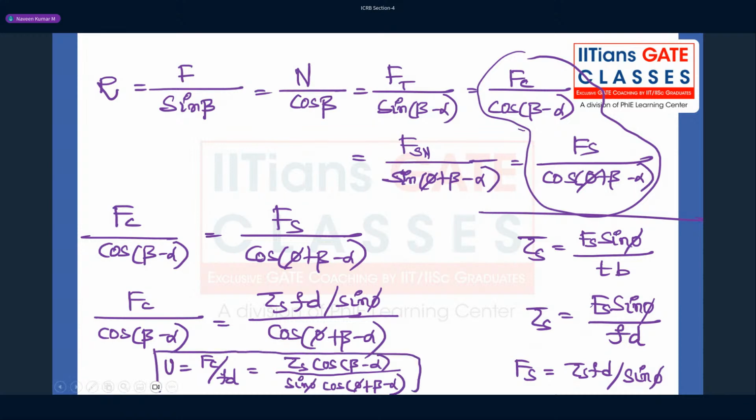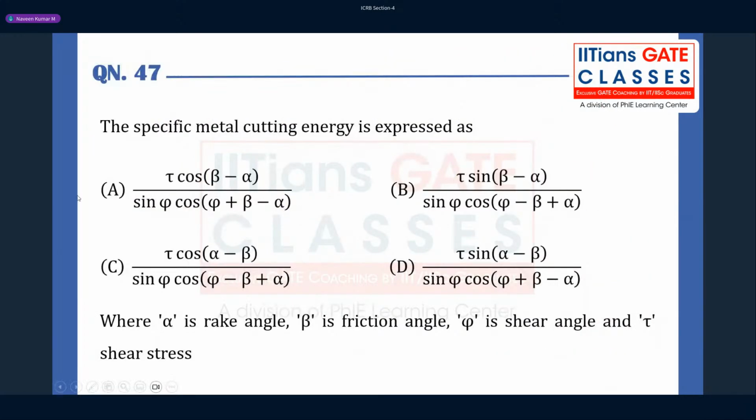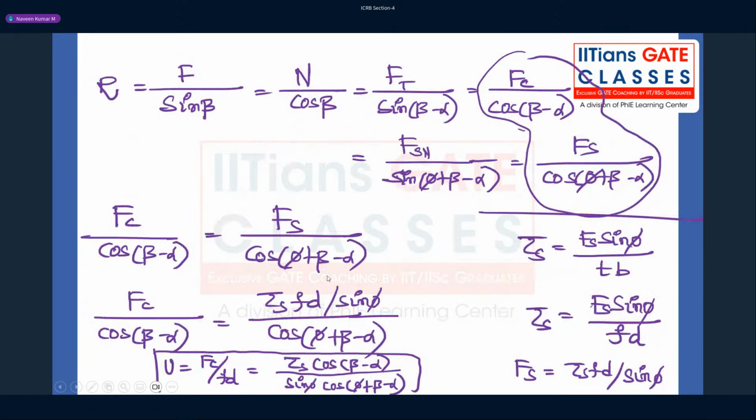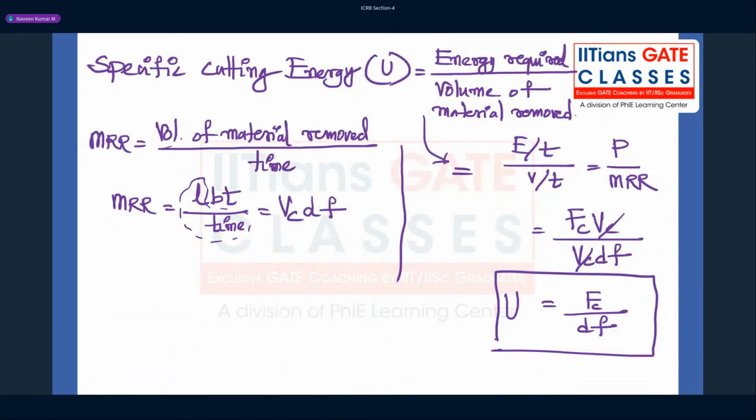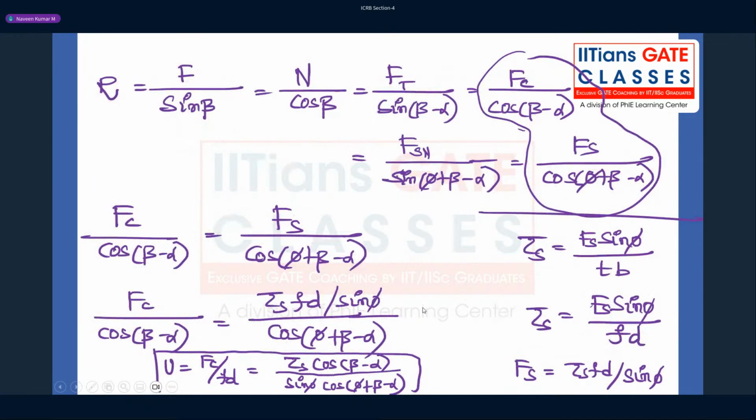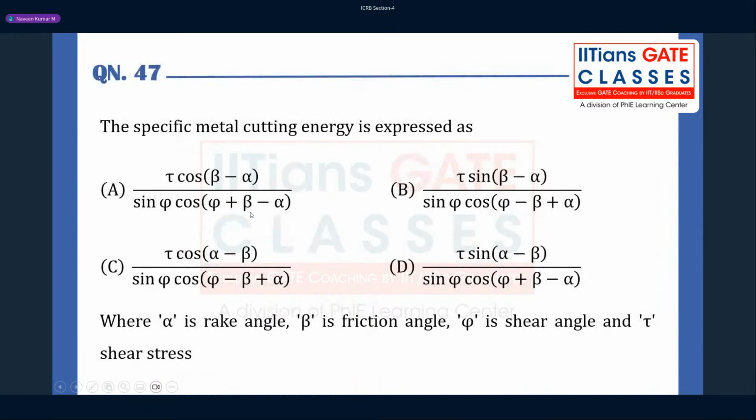This is the derivation. Tau into cos beta minus alpha by sin phi, divided by cos phi plus beta minus alpha. Cos phi plus beta minus alpha, isn't it? Answer is A.